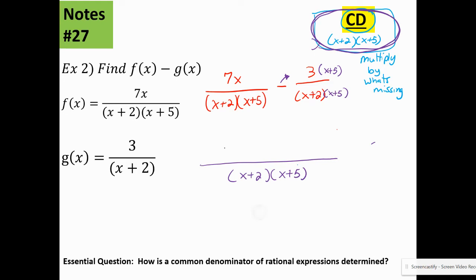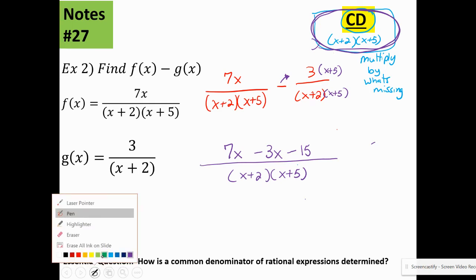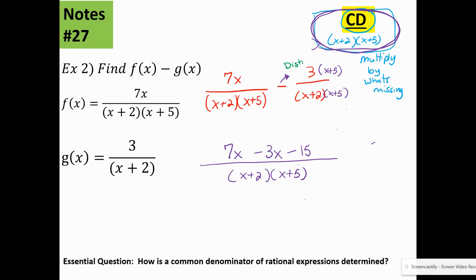Okay, so on the top we had the 7x. We bring it down. Now we're going to multiply -3 times x is -3x. -3 times +5, because you're distributing, right? So -3 times +5 is -15. So you have to distribute the -3. So let me put that in there as a note for you. So it's -3 distributed. So now we're going to combine like terms on the top.